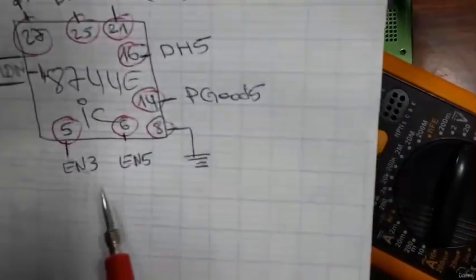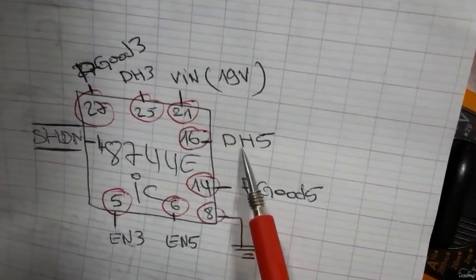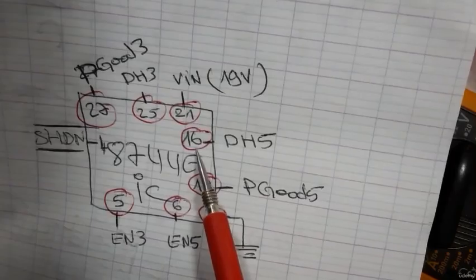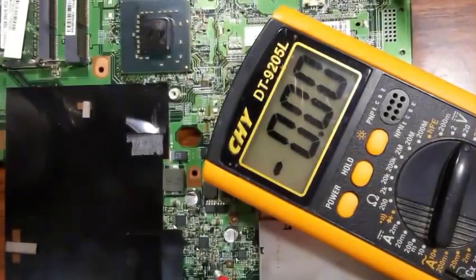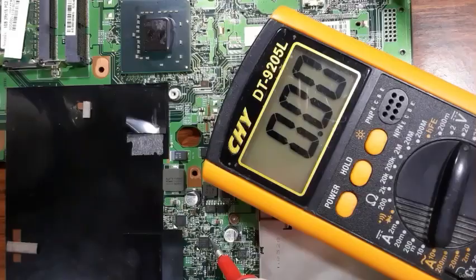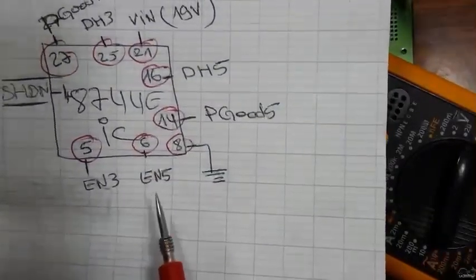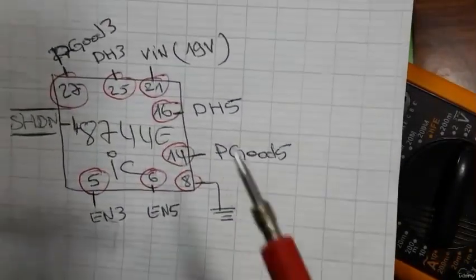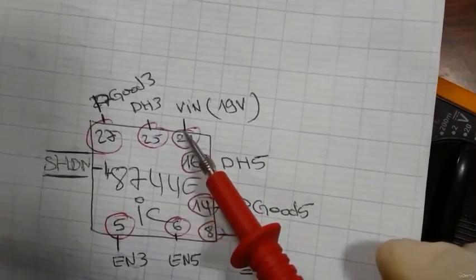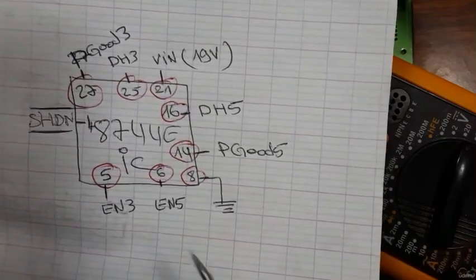So here we have a problem in enable 3 and enable 5. If we check for now drive high 5, in pin number 16 we will find 0. So let's go to pin 16. So we have here 8. Here we have 8. So this is pin number 16. We have 0, as you can see. 0 in drive high. No control signal, because we have a problem in the enable 3 and enable 5. Even if the IC is powered and the shutdown is good, we have this problem. These two signals are absent.